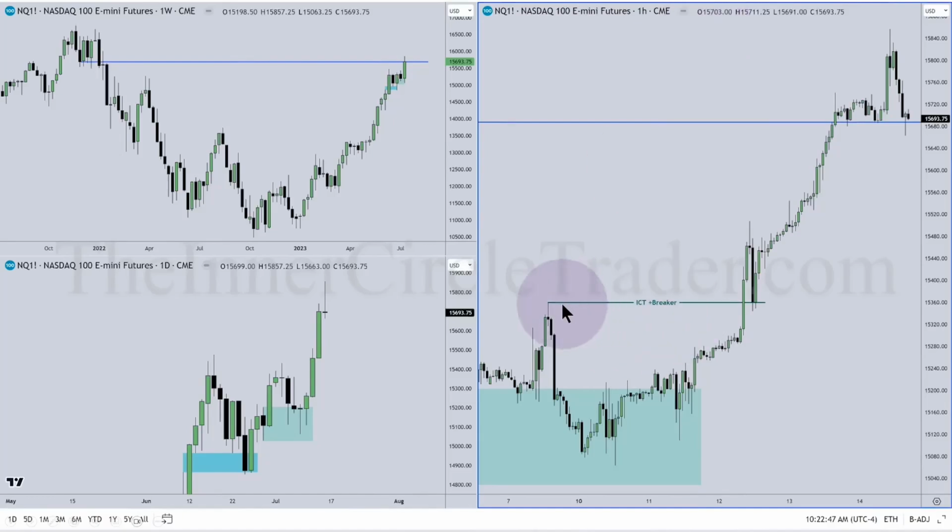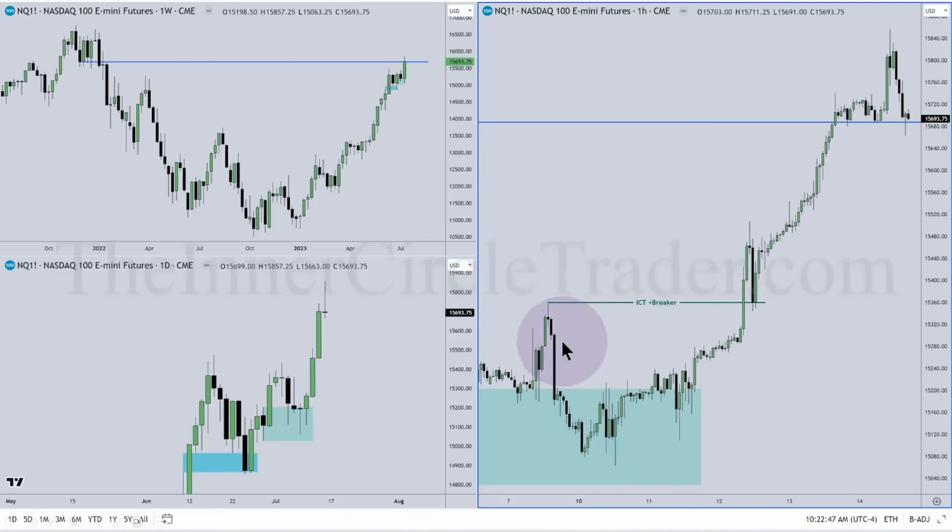So we have an ICT bullish breaker here, but I want you to think about how the market from this high traded down and then traded up and then through it. What does that make this range from this low to that high? Once we broke out above this high here, which is what we were anticipating, this becomes a balanced price range.